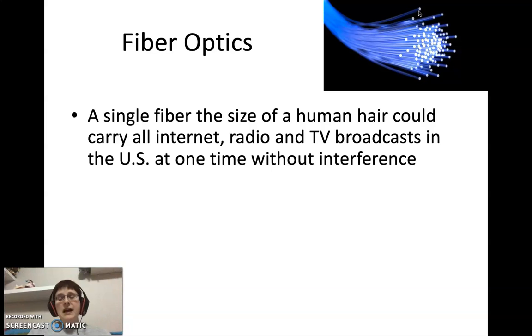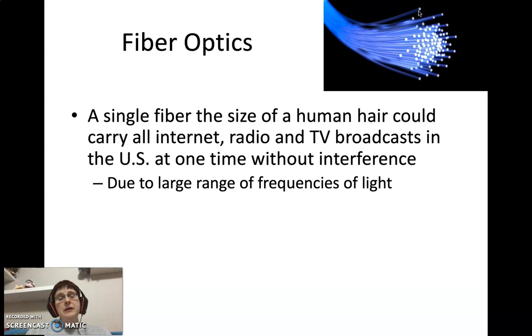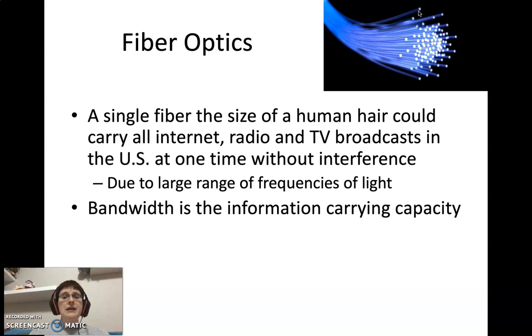This has to do with how these fibers are constructed, but also how they work, using the properties of light. There is a large range of frequencies of light compared to frequencies, for example, of sound. We're limited by the different frequencies of radio waves, but we have this wide range of the frequencies of light. And you may have heard of bandwidth, especially when we talk about things like the internet. This is just the carrying capacity for information of any sort of technology.